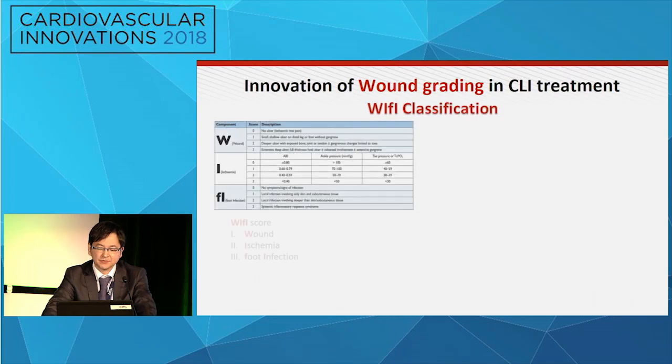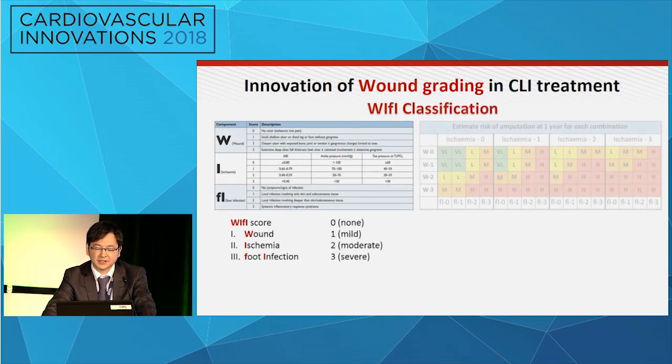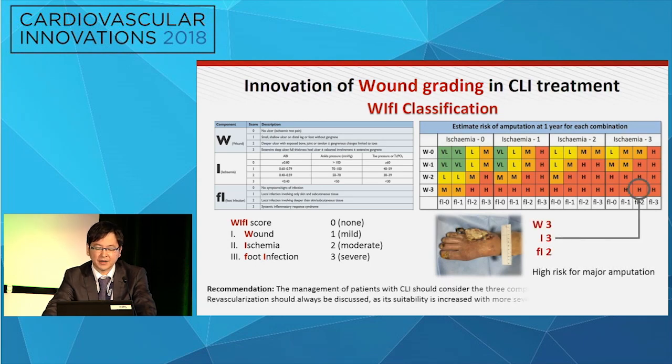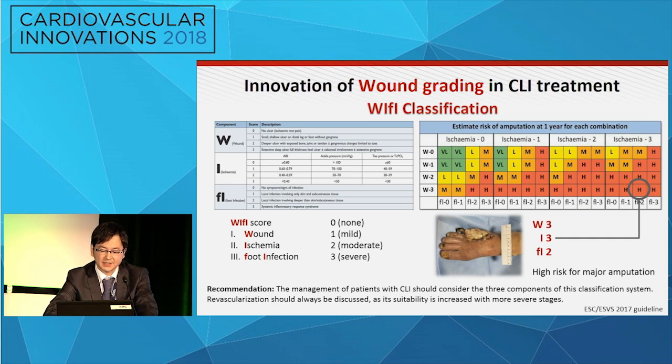Regarding the assessment of wound severity, the WIfI classification is an alternative grading. Currently, the ESC and ESVS 2017 guideline recommends that management of the patient with CLI should consider the three components of this WIfI classification system. Revascularization should always be discussed, as its suitability increases with more severe stages.